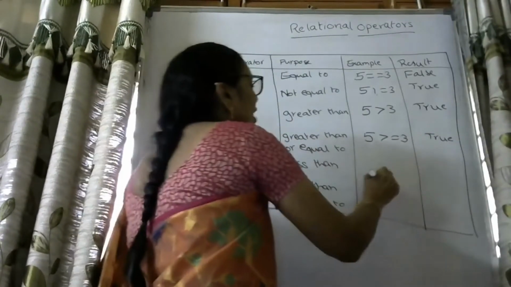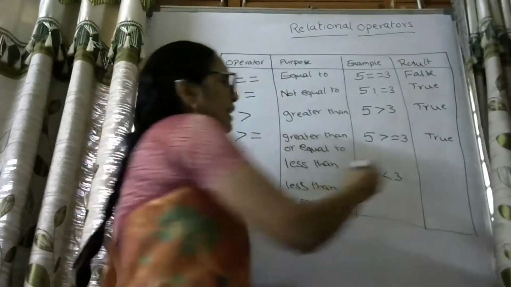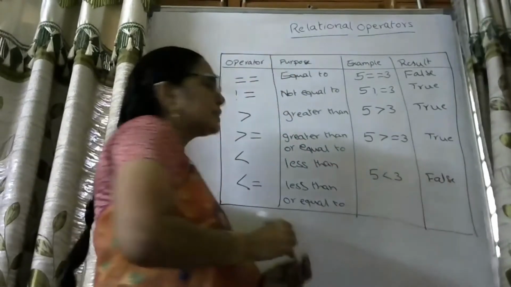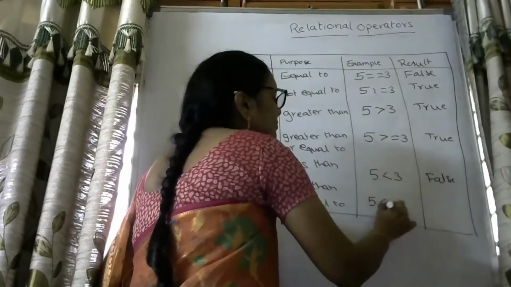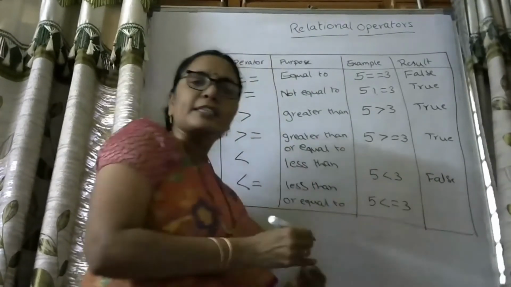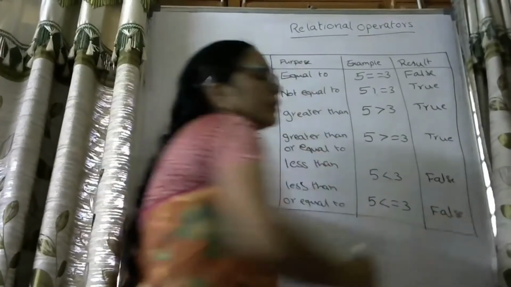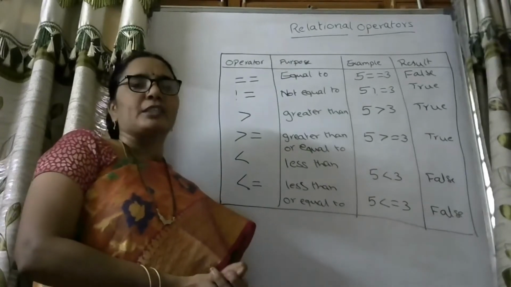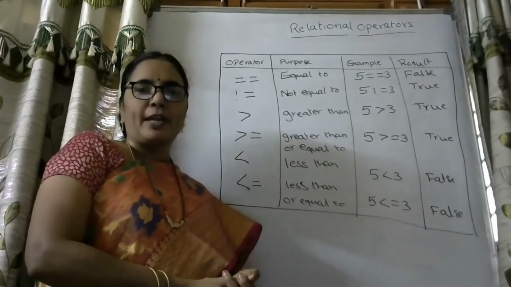Next, 5 is less than 3. So 5 is not less than 3. So the result is false. Next, 5 is less than or equal to 3. The result is also false. These are the different types of the relational operators which you can use in your Python expression.